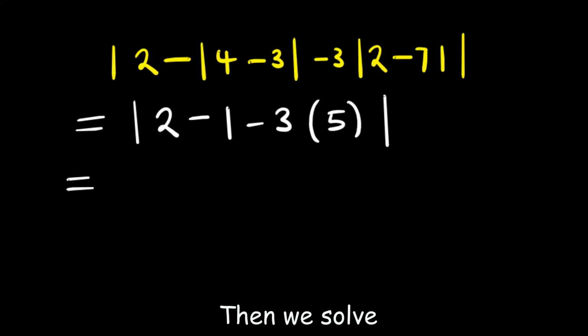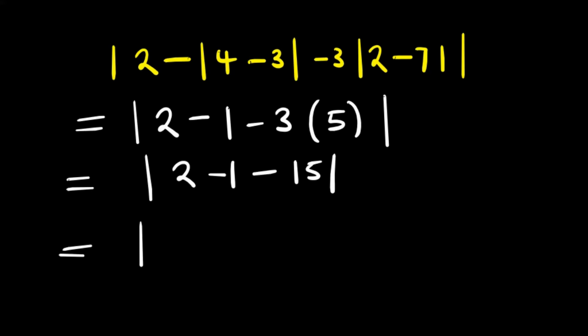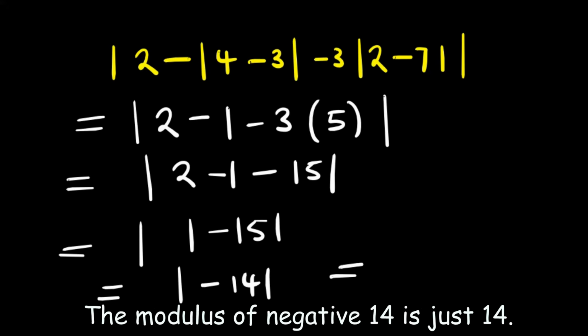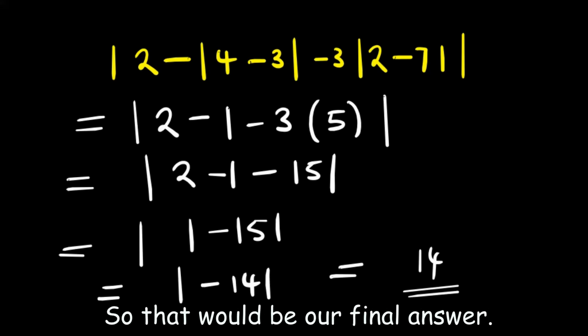Then we solve. So we've got 2 minus 1 minus 3 multiplied by 5, that is a 15, modulus. Then we solve again. 2 minus 1, that is 1. Then 1 minus 15, that is negative 14. The modulus of negative 14 is just 14. So that will be our final answer.